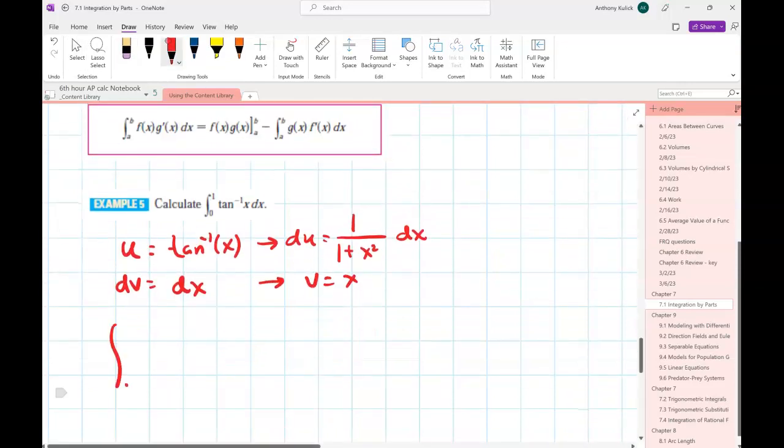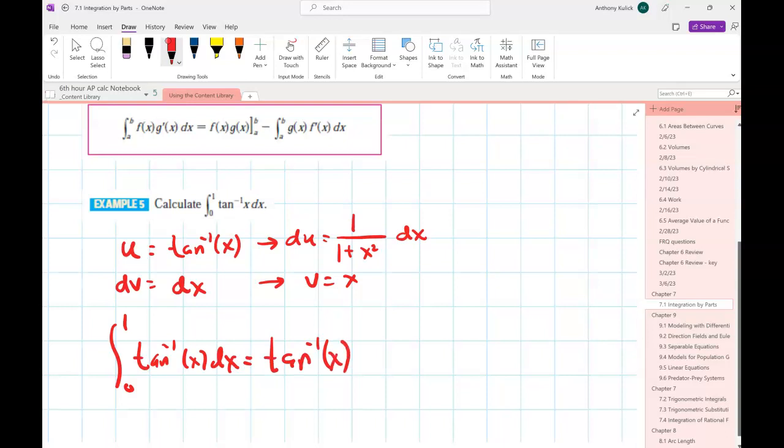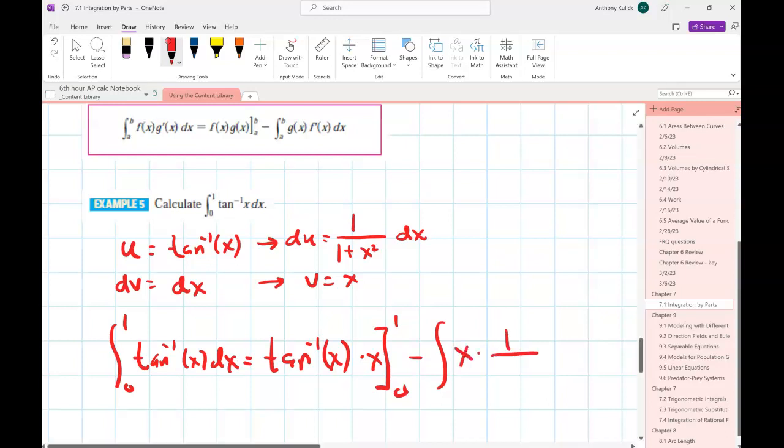All right. So we have u times v evaluated from 0 to 1 minus the integral of v du from 0 to 1.